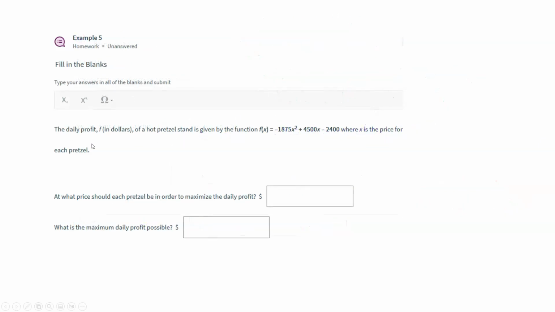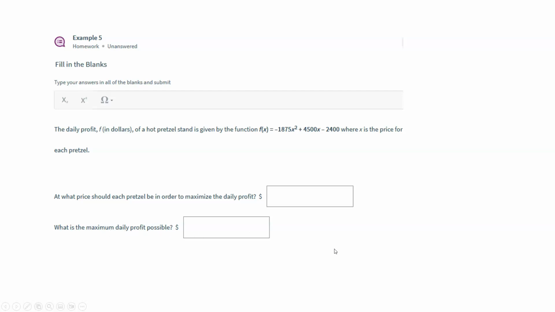For this, you have that the daily profit, F, in dollars, of a hot pretzel stand is given by the function f of x equals negative 1,875x squared plus 4,500x minus 2,400, where x is the price for each pretzel. You're asked 2 questions here. At what price should each pretzel be in order to maximize the daily profit, and what is the maximum daily profit possible?